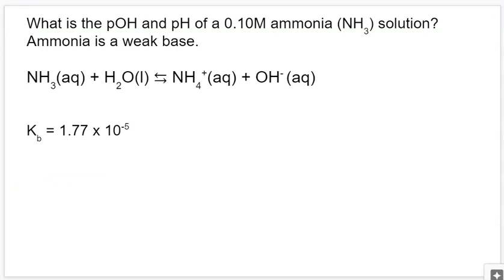So let's do another example for a weak base. What is the pOH and pH of a 0.1 molar ammonia solution? Ammonia, we discussed earlier, is a weak base. So it's going to behave in the Bronsted-Lowry weak base fashion, where it's going to accept a hydrogen from water or another chemical species. And in this case, we have water. The hydrogen ion is going to be pulled off of it. So we end up with NH4 plus and our hydroxide ion. And our Kb in this case is 1.77 times 10 to the negative 5.